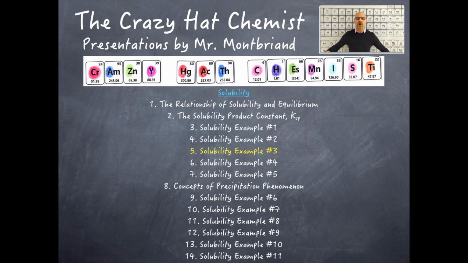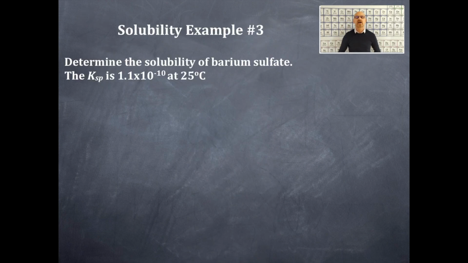So another video here on solubility. So let's get moving. Bam! We're talking about solubility example number 3. We're going to determine the solubility of barium sulfate. The Ksp for barium sulfate is 1.1 times 10 to the negative 10 at 25 degrees Celsius. Remember, K values are temperature dependent. Therefore, the 25 degrees Celsius is incorporated in there.